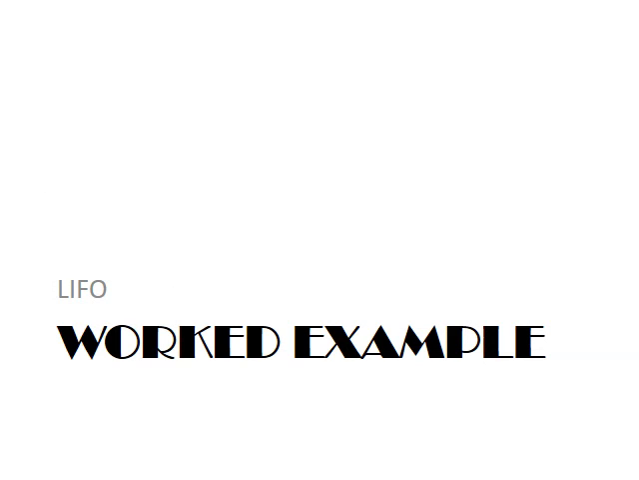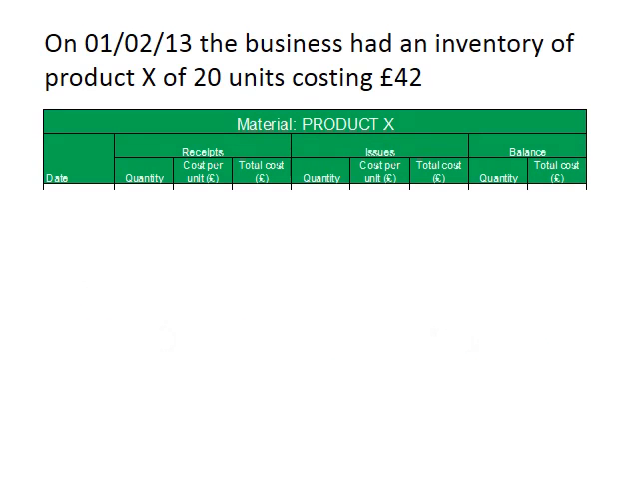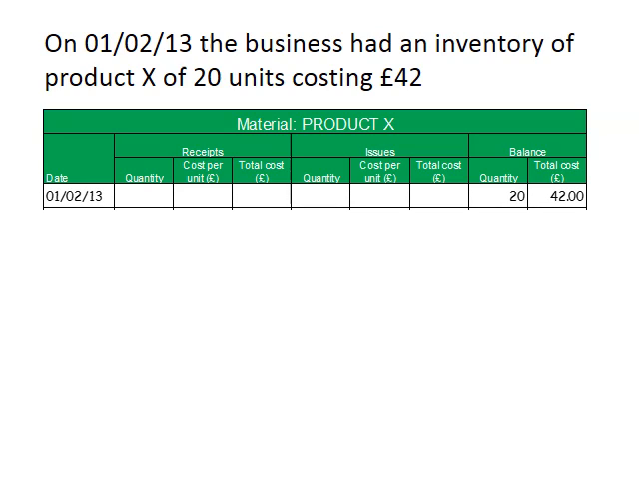So let's have a look at how to complete a stock card using the LIFO method. So we start with a business holding inventory of product X of 20 units which cost it £42, and that's at the 1st of February 2013. So we're going to record that information into our stock card. We record the date that the stock was brought forward. Now, as this is stock being brought forward, we don't need to enter anything into receipts or the issues columns. We just need to record the balance to the right of the table. So we record the 20 units held and the total cost associated with those 20 units.